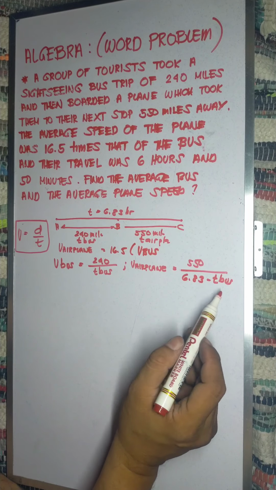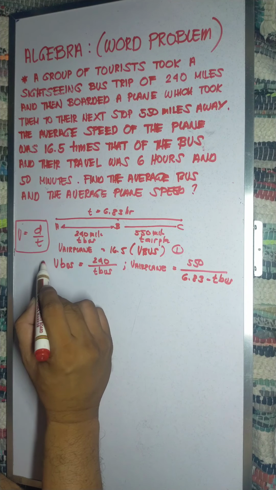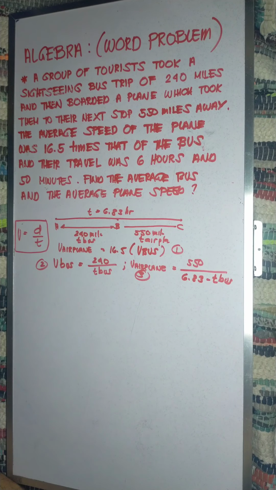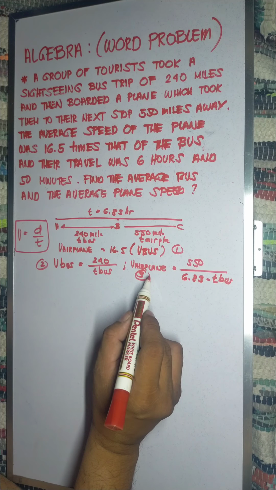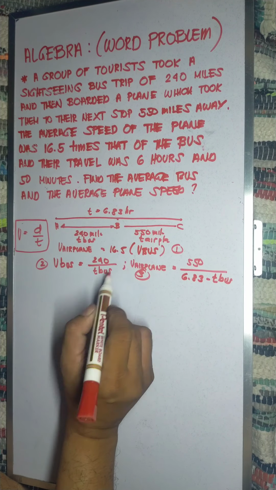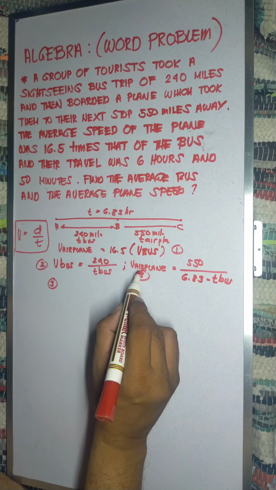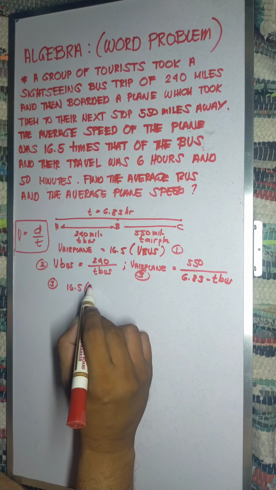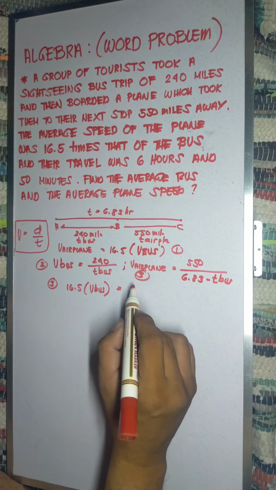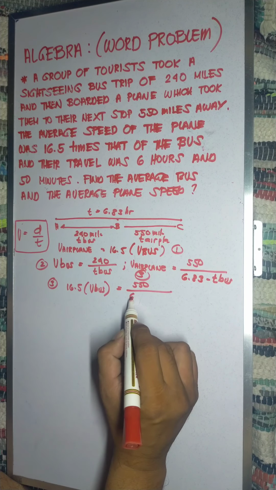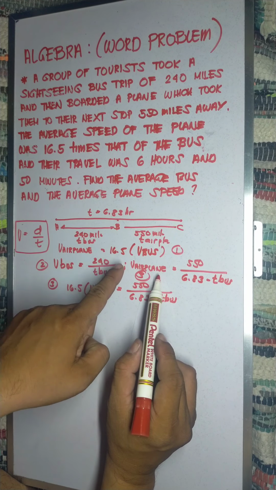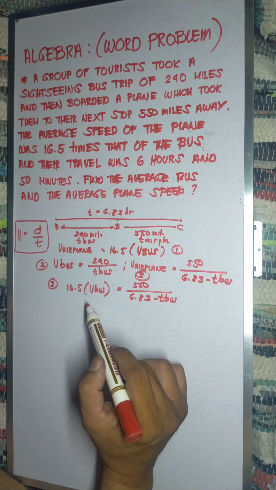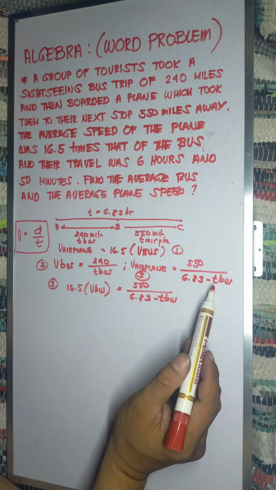From these equations, 1, 2, and 3, we will derive the average speed of the two. So from here, the velocity of the airplane is equivalent to 16.5 times the velocity of the bus. Using equation 3, the velocity of the airplane, 16.5 times the velocity of the bus, is equal to 550 all over 6.83 minus the time of the bus. I just replaced the airplane velocity with this equation.